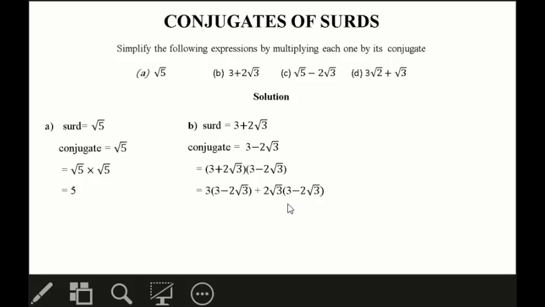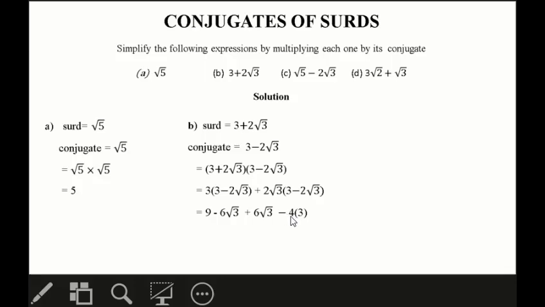After that, we expand each of the brackets separately. So we are going to have 3 times 3 here, giving us 9. 3 times minus 2 root 3 will give us negative 6 root 3. 2 root 3 times 3 will give us positive 6 root 3. Then 2 root 3 times negative 2 root 3. The 2 and the 2 will multiply to give you 4. And root 3 times root 3 will give you what? 3. But don't forget that this is negative, so positive times negative will give you what?